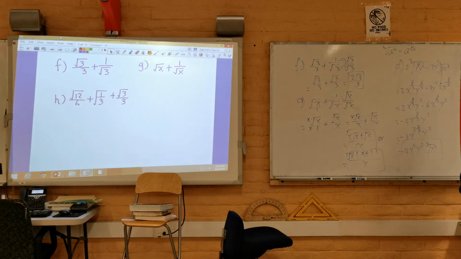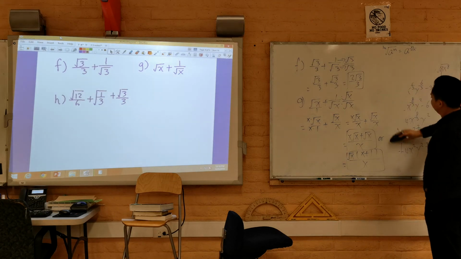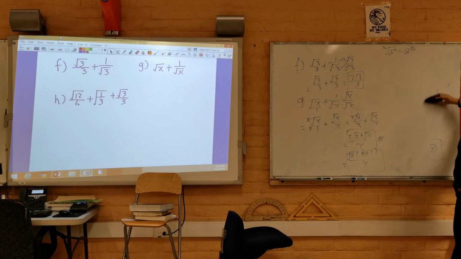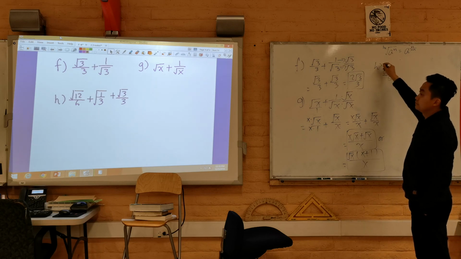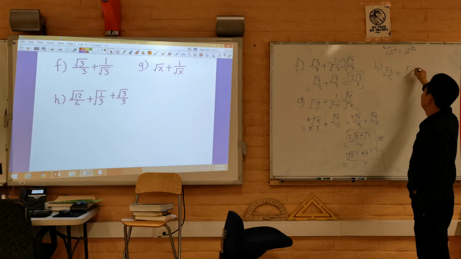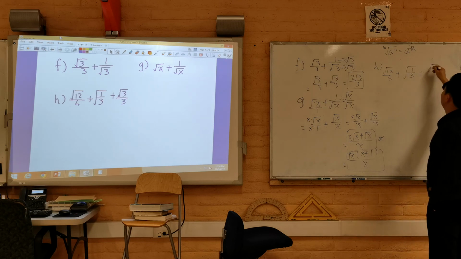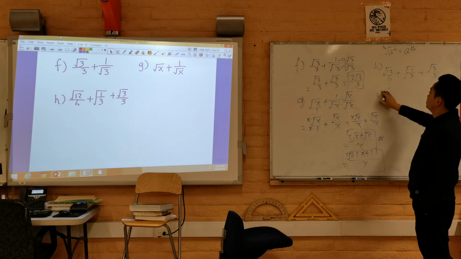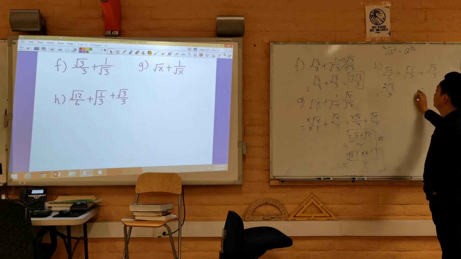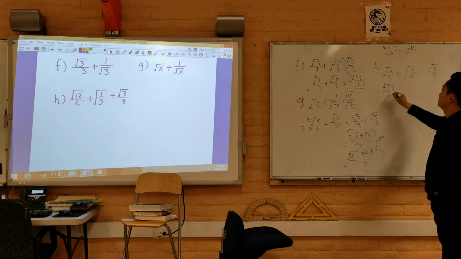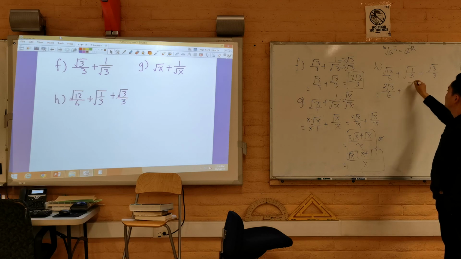Okay, so now let's try h, the last one. That one is given as root 12 over 6, and then plus root 1/3, and then plus root 3 over 3. Root 12 is considered 4 and 3, so it's 2 root 3 over 6. And then this one here is written as root 1 over root 3, plus root 3 over 3.